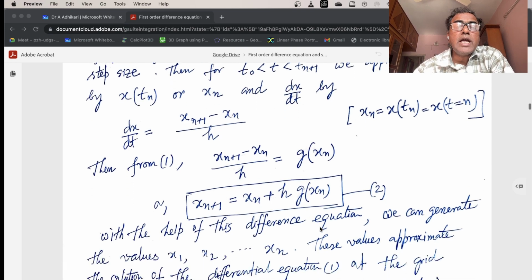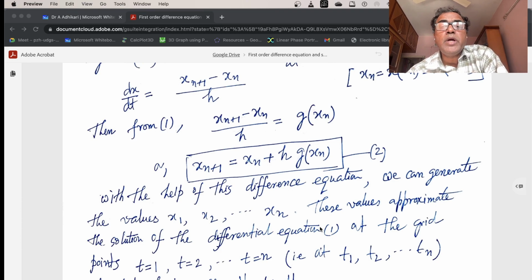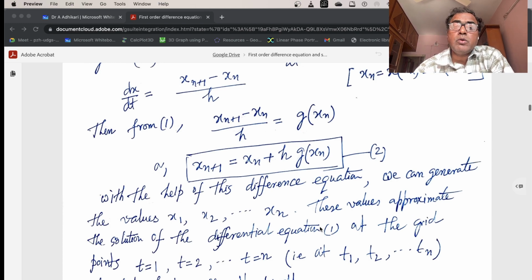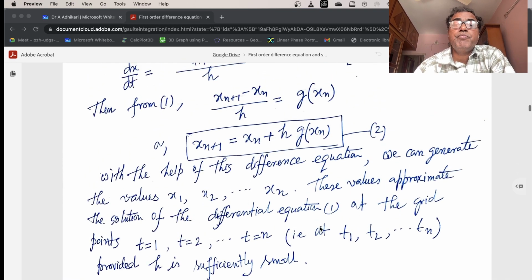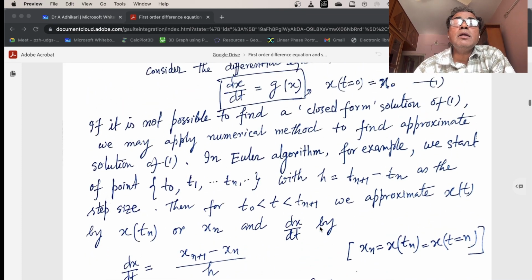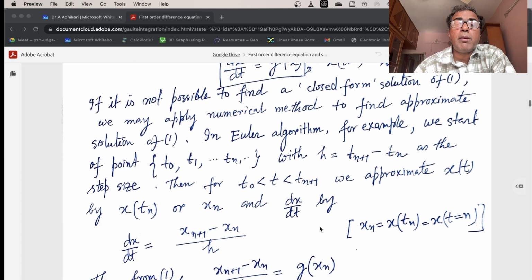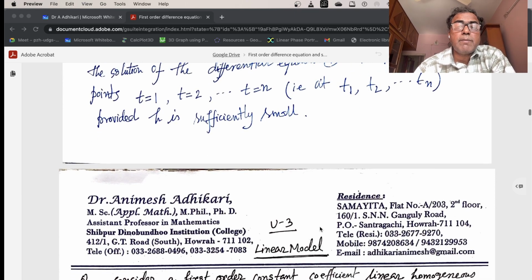With the help of this difference equation (2), we can generate the values x1, x2, xn, and so on, and these values give the approximate solution of the differential equation (1) at the grid points t equal to t1, t2, tn, provided h is sufficiently small. So we can replace the differential equation (1) with the difference equation (2). This is the relation between differential equation and difference equation.